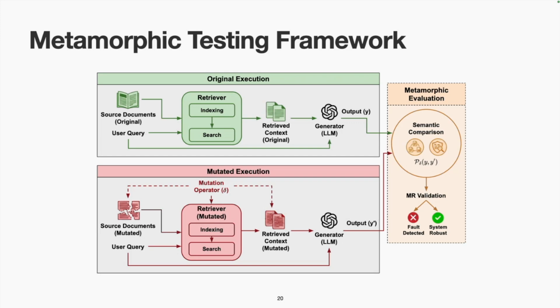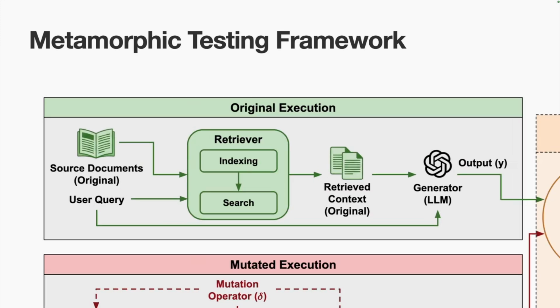And let me briefly introduce how this framework works. You can see the title is the original execution, meaning that we don't care about the document changes here. We have the source original document and a user query, and there is a retriever, which does the indexing and also comparison between these embedded vectors. Then we get the retrieved context, and using the large language model combined with this retrieved context and the user query, we get the final output Y.